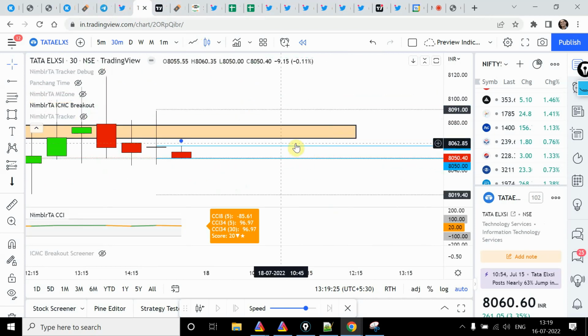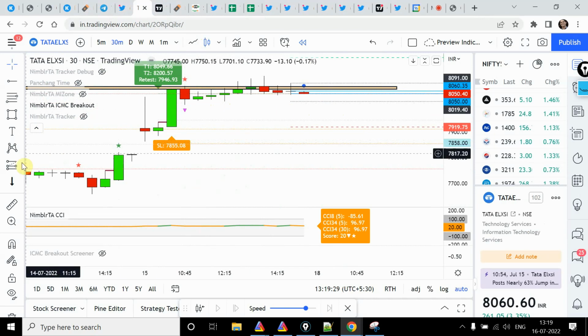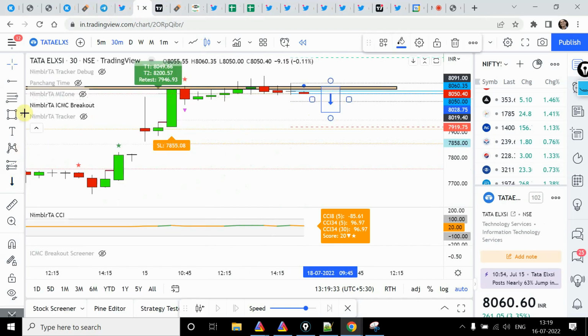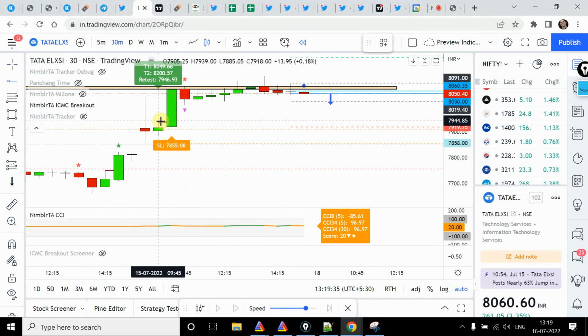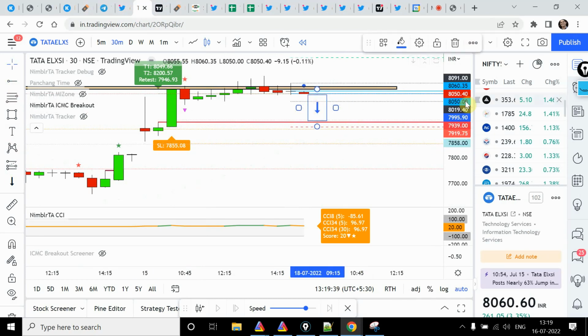So if you see over here, this is the tiny IC. So it goes down, it goes below this level. This is all shunted. Where can it go further? It will go further down until the ICMC breakout, which is happening somewhere over here, right? So it will cross this level of 8050 and it can go until 7995 approximately, plus minus an aura constant.